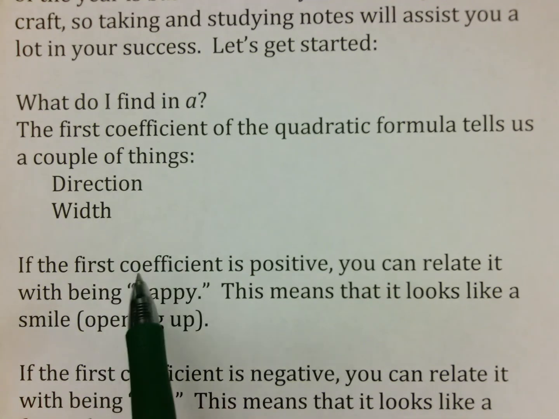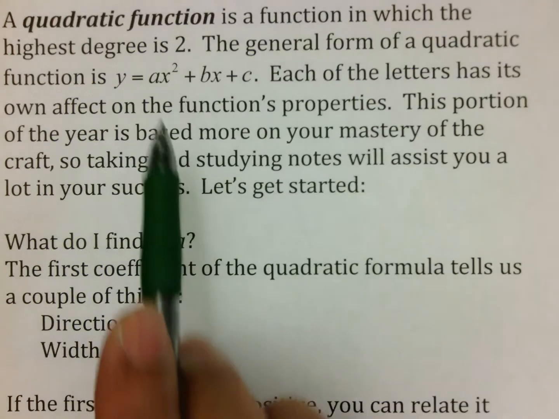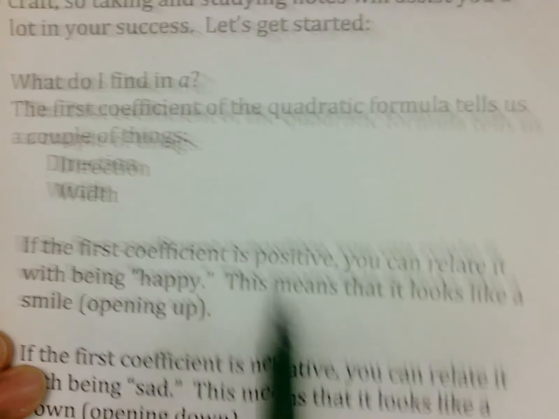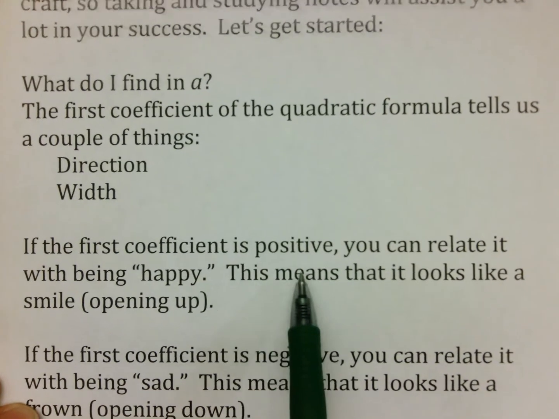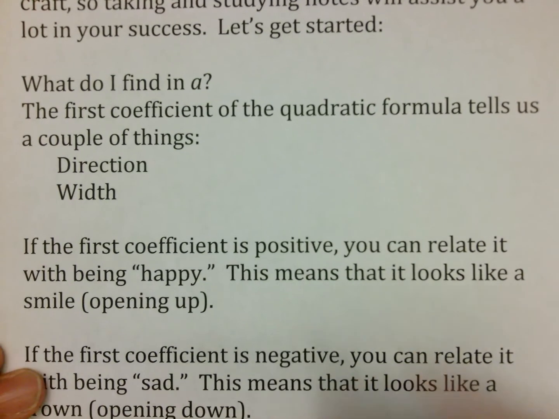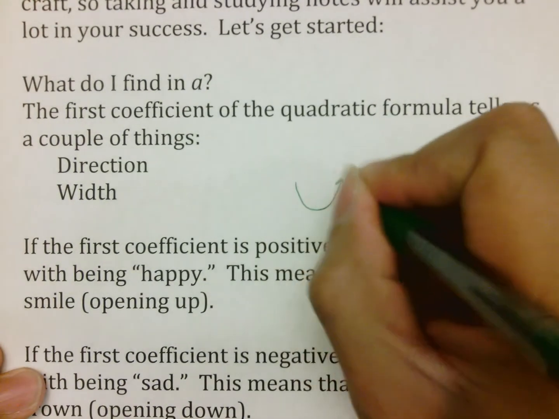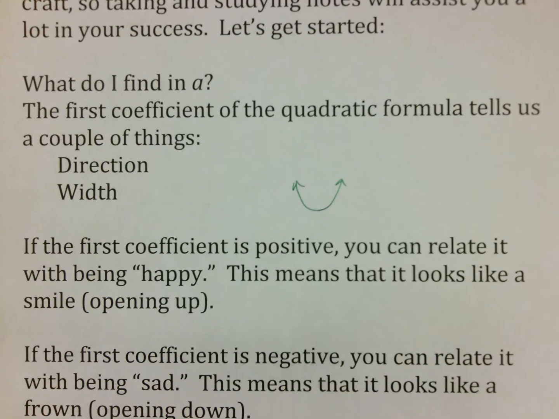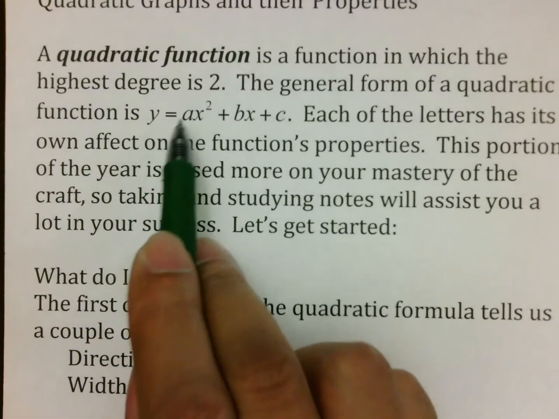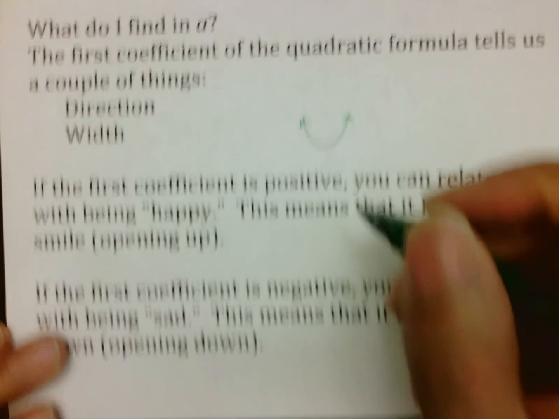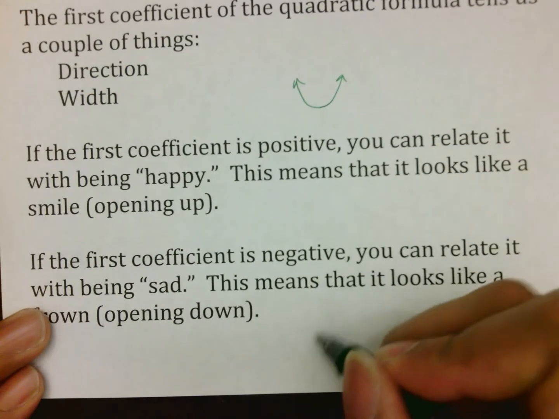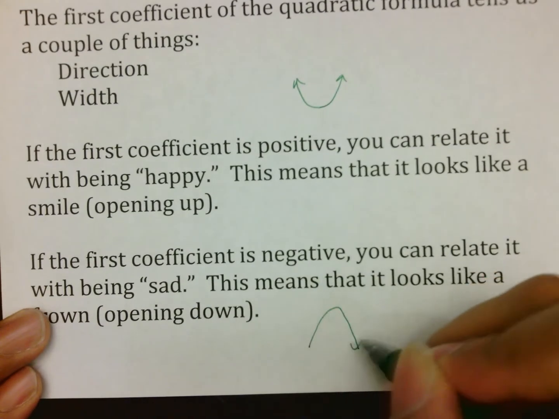If the first coefficient, which is A, is positive, then you can relate that with it being happy. Happy means it looks like this, because it is shaped like a U. It looks like a smile, it opens up. If the first coefficient, this number here, is negative, then you can equate that with being sad. And sad would be looking something like this.